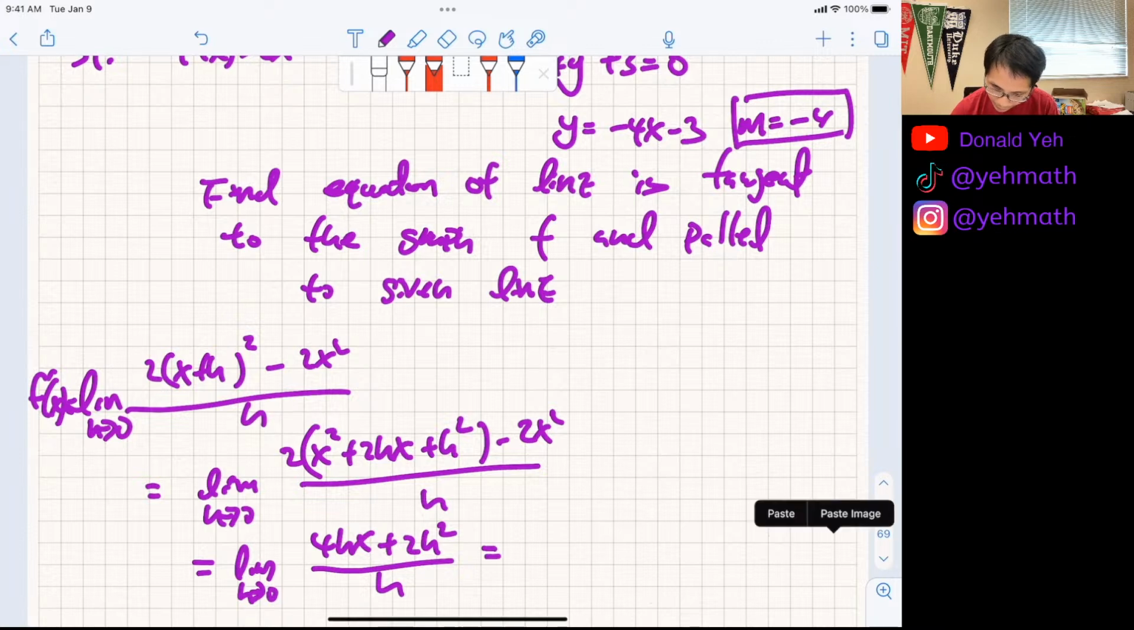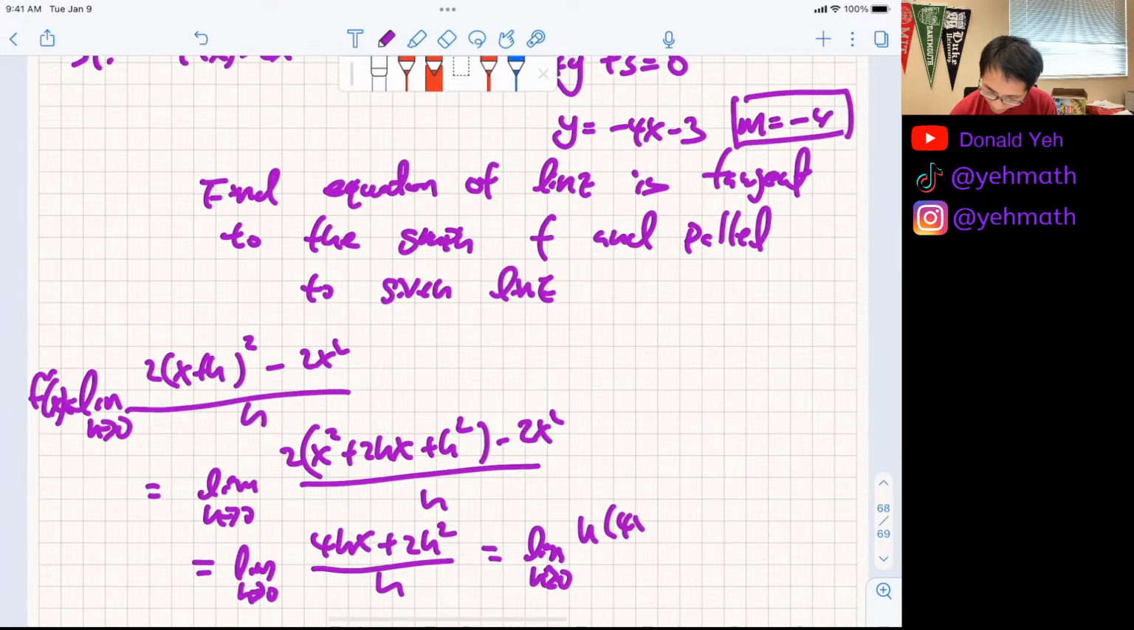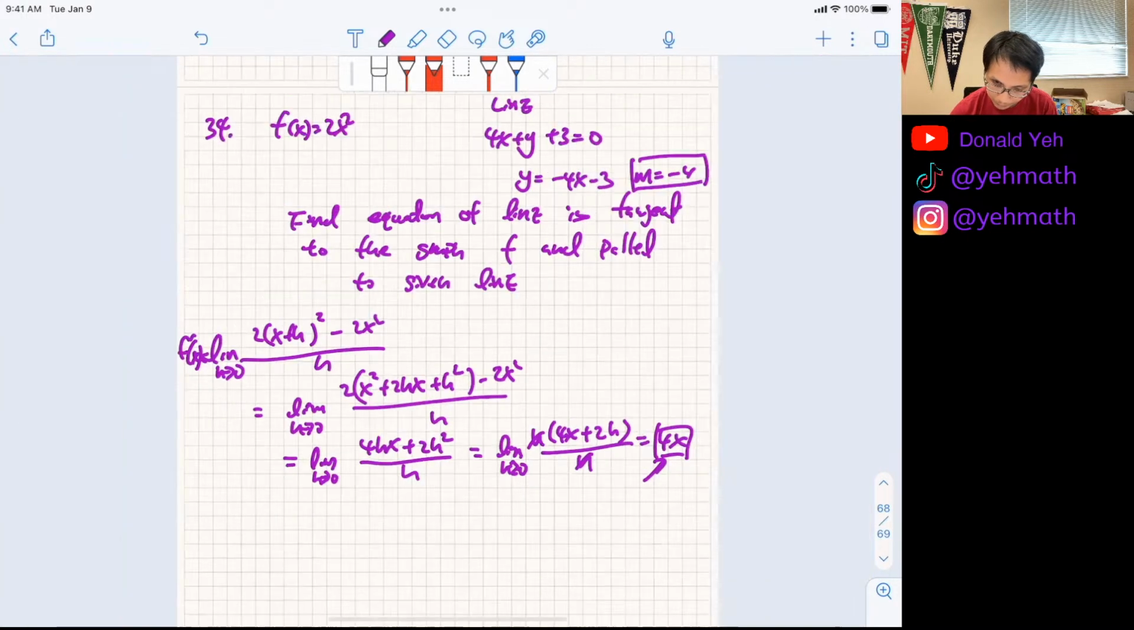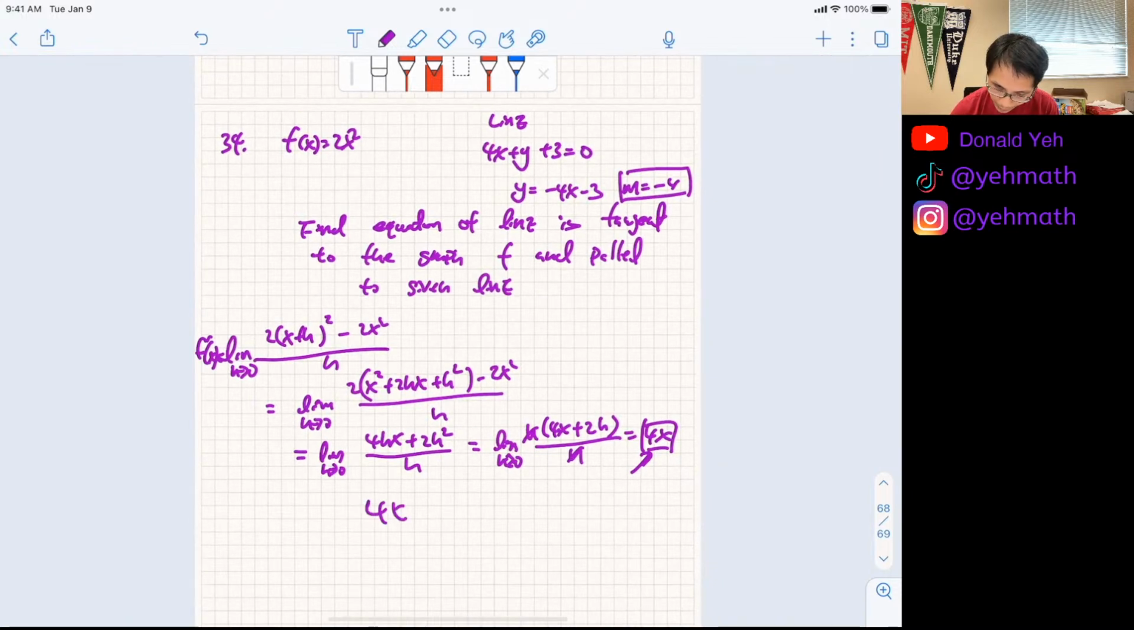If I factor out the h, what will happen? 4x plus 2h. The limit as h approaches 0 of 4x plus 2h, right? So it's just going to be 4x. So guess what? This is the slope at all points. Then 4x is equal to the slope of the other line, so it'll be negative 4. Guess what? x equals negative 1. Does that make sense?